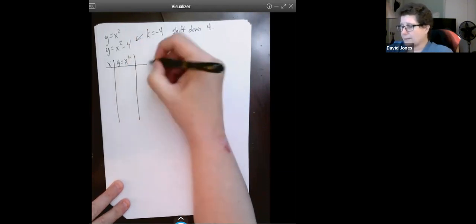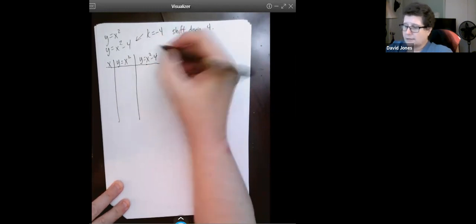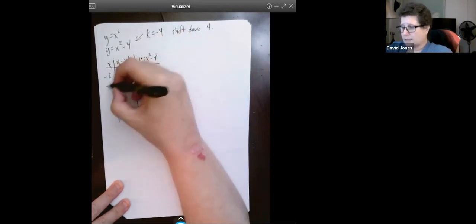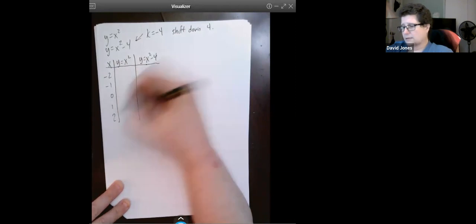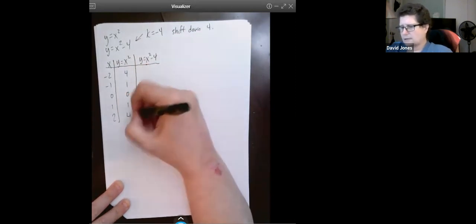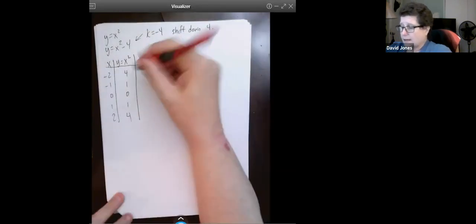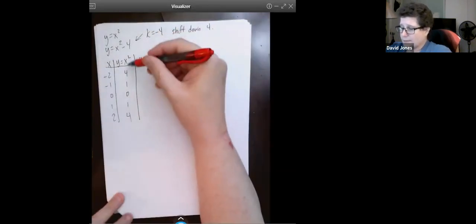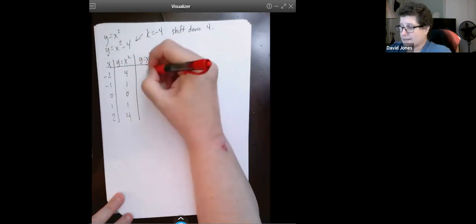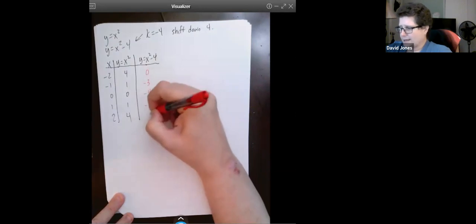And I'll make a little table and show you, and then we'll do it pictorially. Those were our values for x and x squared. And if I subtract 4, x squared minus 4, I'm just subtracting 4 from this. This is 0, negative 3, negative 4, negative 3, 0.